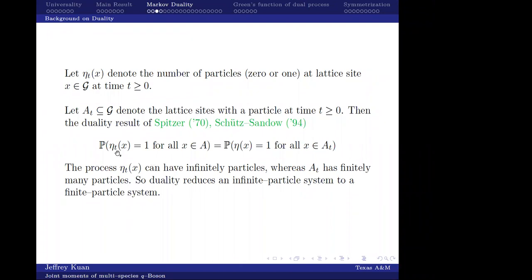One reason this is useful is that eta of t can have infinitely many particles, whereas A of t can have finitely many particles. So you have some calculation in an infinite particle system, but you can do it in a finite particle system.